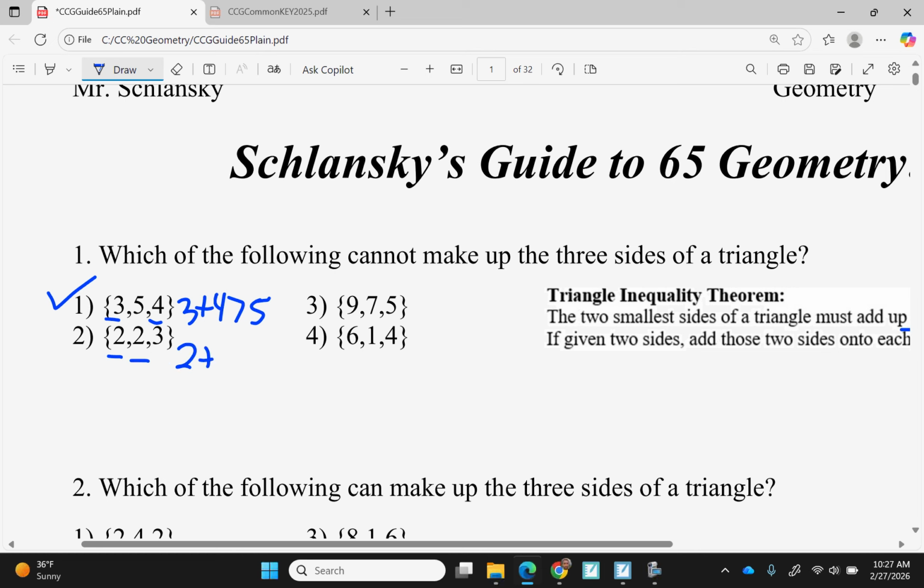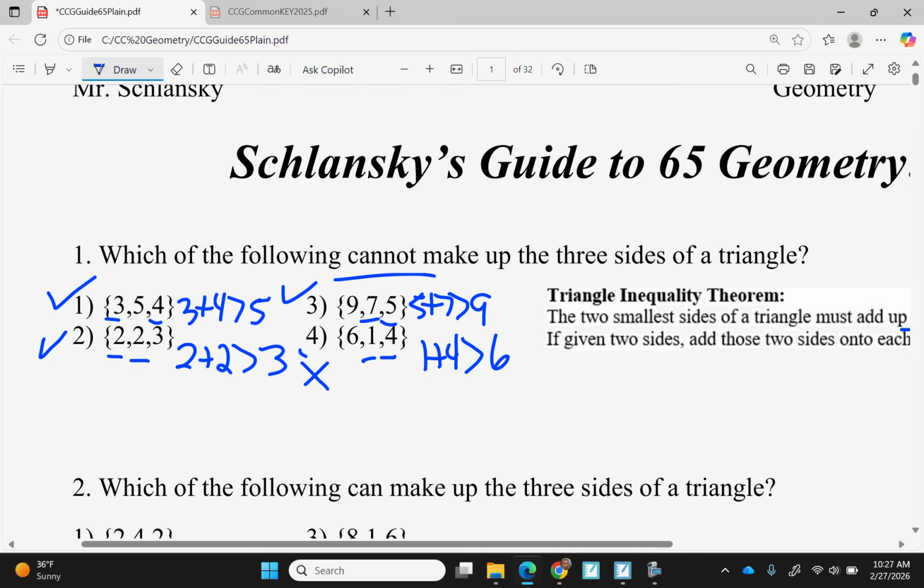Choice 2, my two smallest are 2 and 2. Are 2 and 2 more than 3? Yes. 5 and 7, are 5 and 7 more than 9? Yes. My two smallest, 1 and 4, are 1 and 4 more than 6? No. 1 plus 4 is 5. That's not more than 6. Which one cannot make up the sides of a triangle? Choice 4.